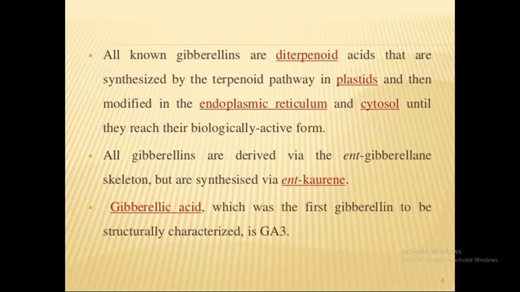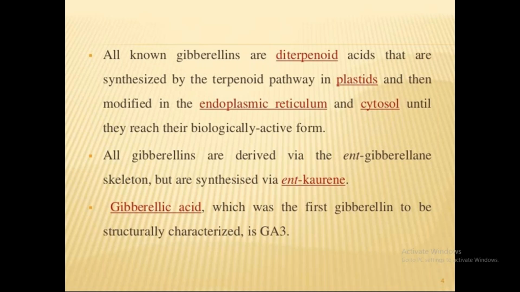Kurosawa was a scientist who was working in Japan. He studied the fungal disease called the foolish seedlings disease. One of the fungi that affects the rice plant causes the plants to increase in height foolishly, so it is called the foolish seedling. वो पागलों की तरह अपनी हाइट बढ़ाते जा रहे थे.